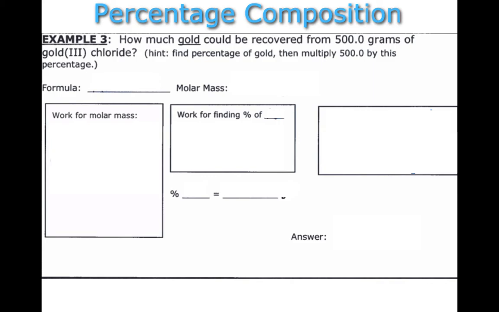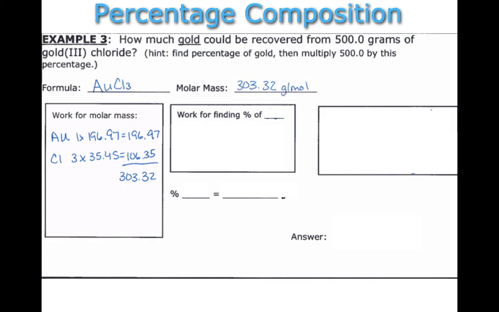So what we need is only the percent of the gold in this case, and then we'll take that percentage times 500, and it will tell us how many grams of gold there would be in 500 grams of gold 3 chloride. So again, we need to have the molar mass. Gold 3 is an Au3. Chlorine is a Cl minus 1. You're going to switch and drop for an AuCl3. The total molar mass, we have 1 gold and 3 chlorine for a total molar mass of 303.32 grams per mole.